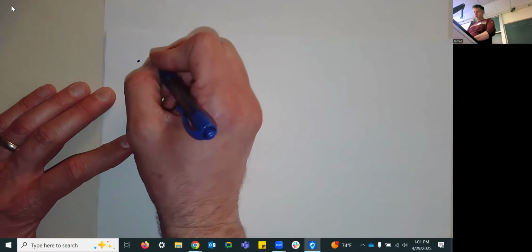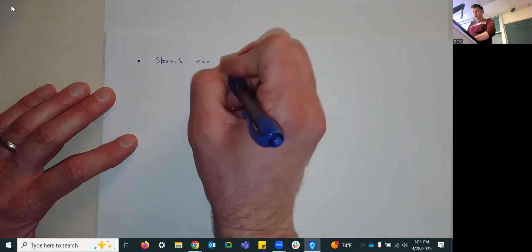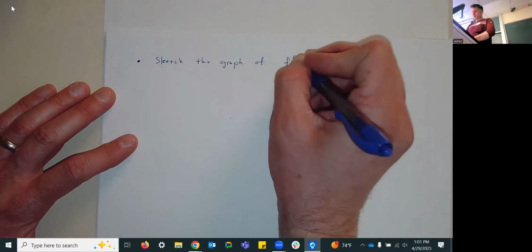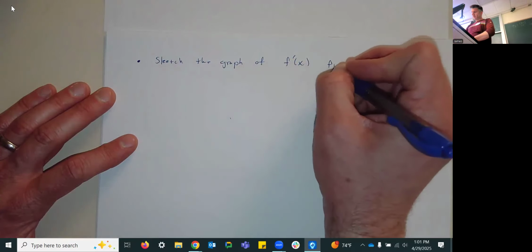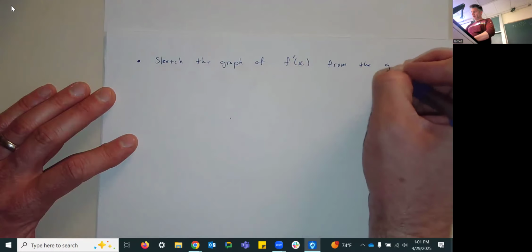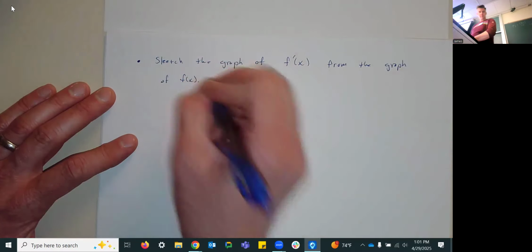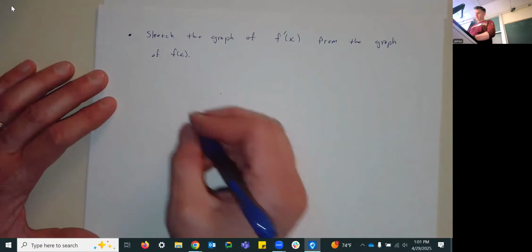So let's sketch the graph of the derivative from the graph of the original function. Here's the first example.